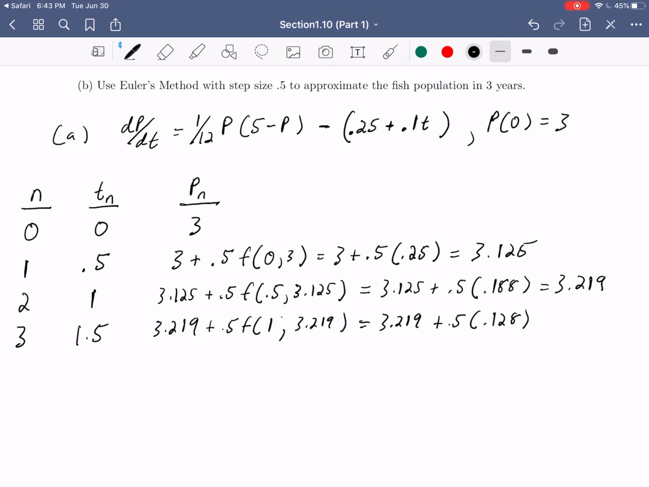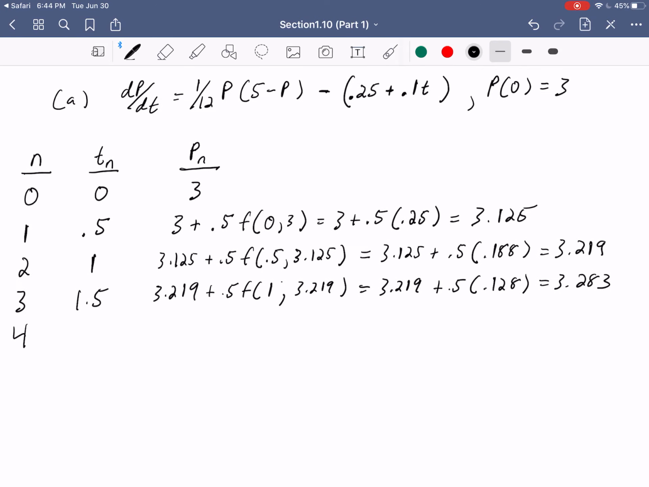And looks like we should get about 0.128 there. So again, the growth is slowing even more because we know the harvesting is going up and up. And we know that this, because we're getting a higher and higher population, is also slowing because we're getting closer to the carrying capacity. 3.219 plus 0.5 times 0.128 means that we're now up to a population of about 3,283. Okay, we'll advance again.